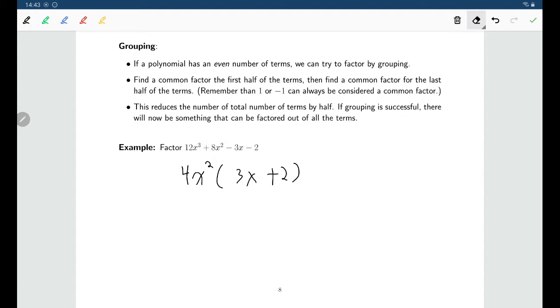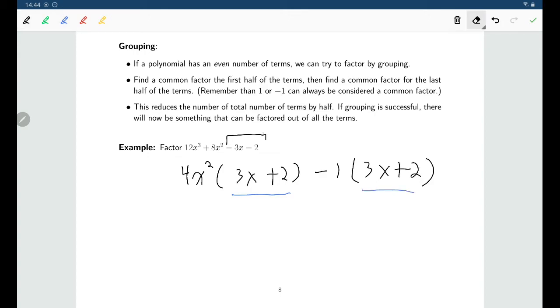So we factored from the first two terms. I want to now factor from the last two terms, and my goal is to hopefully get something that is the same left behind for both. Now, for the first two terms, it was positive 3x plus 2 that was left behind, and in my last two terms, I'm hoping to also have positive 3x plus 2 left behind. So if I were to factor out of those last two terms a negative 1, then that would leave me with 3x plus 2 left behind for those last two terms.